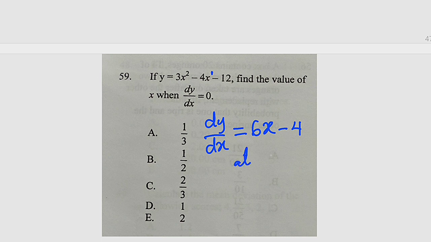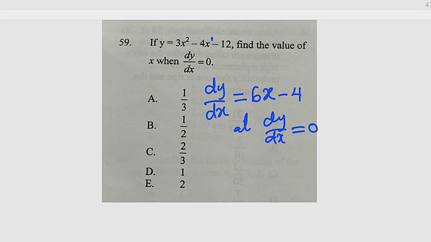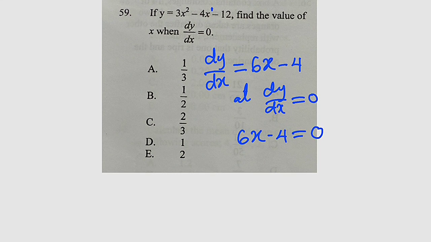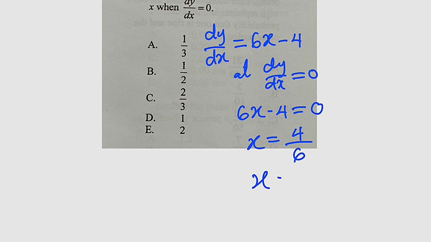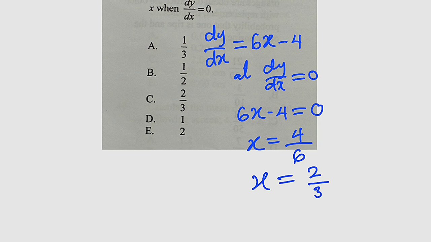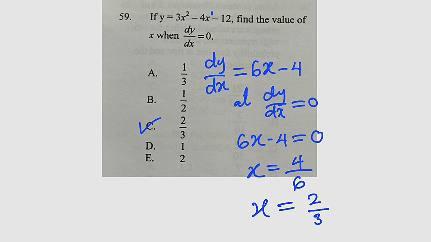So at a point where the derivative is equal to 0, we want to find the value of x. So we take 6x minus 4 and set it to be equal to 0. Take 4 to the other side and divide both sides by 6. X will be equal to 4 divided by 6. And this to the lowest term, 2 into 4 is 2. 2 into 6 is 3. That is 2 divided by 3, which is option C.